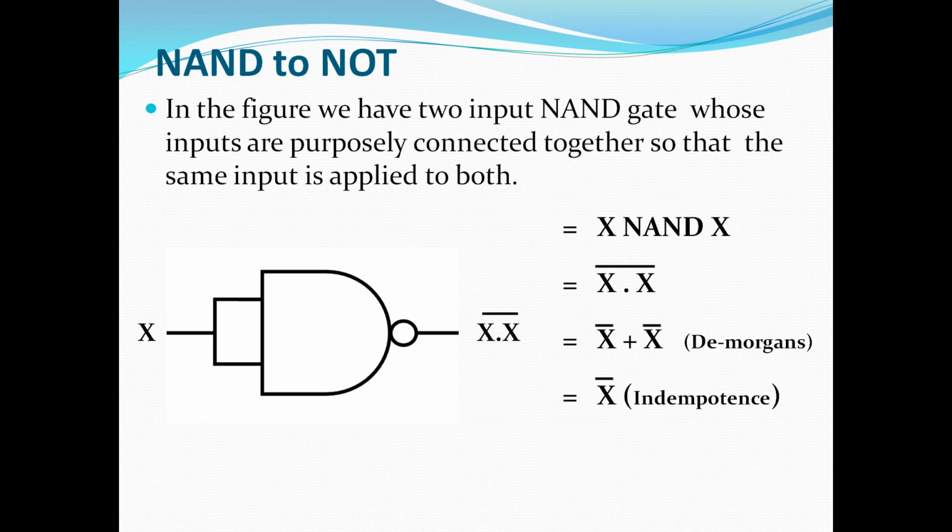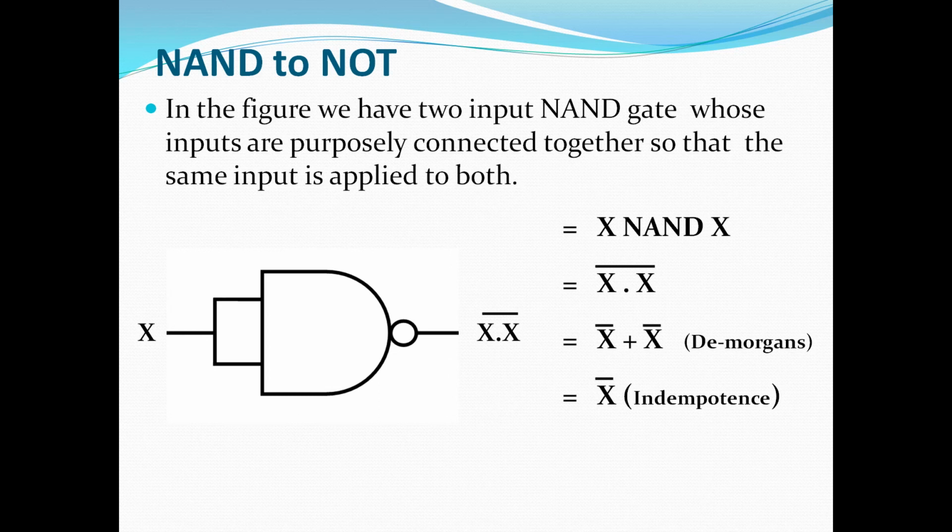Why have we connected both the inputs? Because then we can give only one input, and it will be applied to both inputs. If you give x as input, both inputs will be x. If you give y, both inputs will be y. Like that, we can implement the NOT operation.